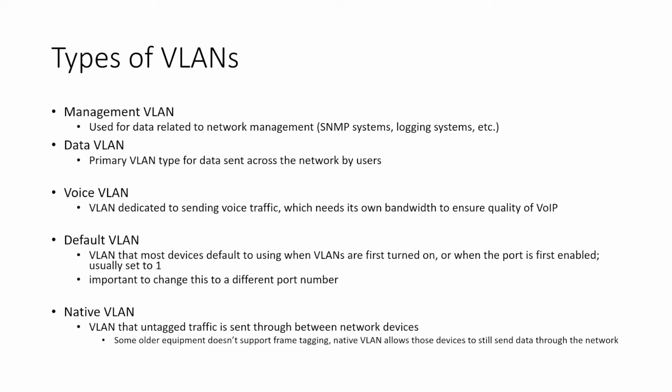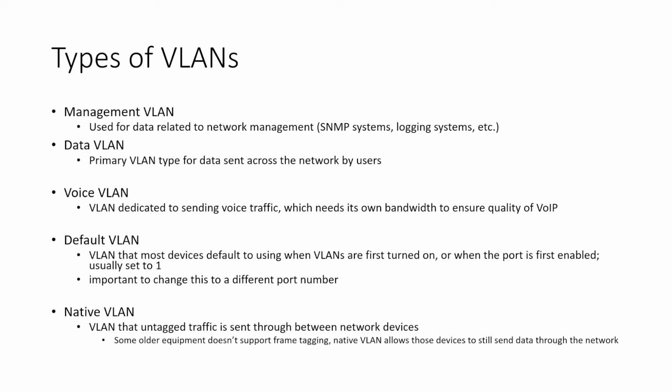It is important to keep this data separated from the rest of your network because it may contain sensitive information about your network, and it also will reduce the amount of traffic going through other parts of your network. Data VLANs are VLANs that are used to send data generated by users. This is typically the primary VLAN that most user computers and equipment are assigned to.